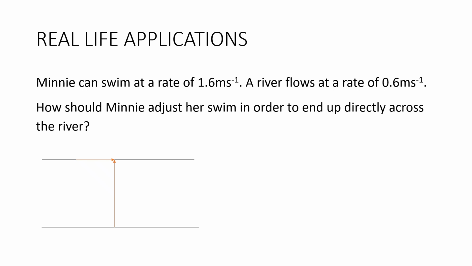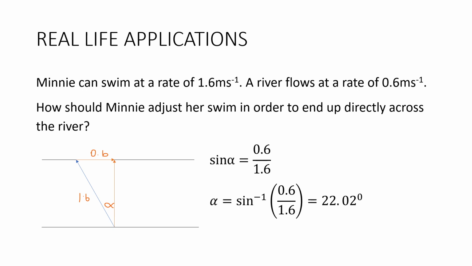Here's another really common question. How should Minnie adjust her swim in order to end up directly across the river? So instead of swimming straight across and then ending up downstream, she's going to swim at an angle upstream and then with the flow of the river end up directly across. So we know she swims at a rate of 1.6 meters per second, and here is the river flow rate. So we want to work out this angle. This time it is sine. And so she needs to swim 22.02 degrees upstream.